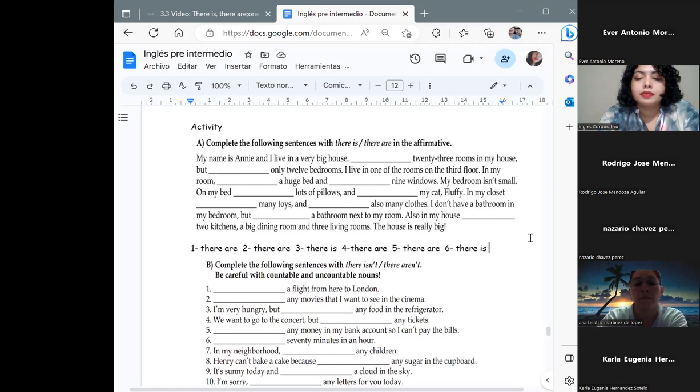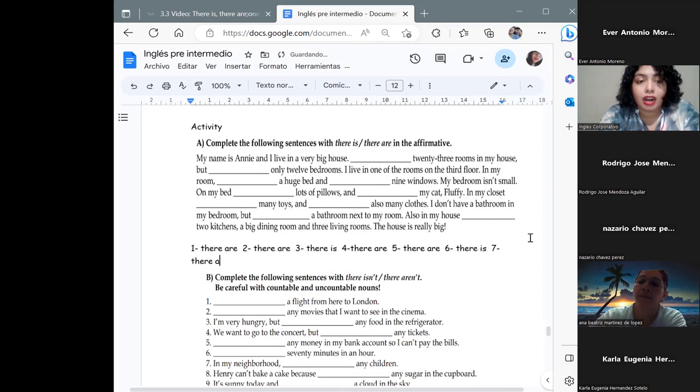There are many toys. Hay muchos juguetes. Exactly. And also many clothes. There is or there are? There are.